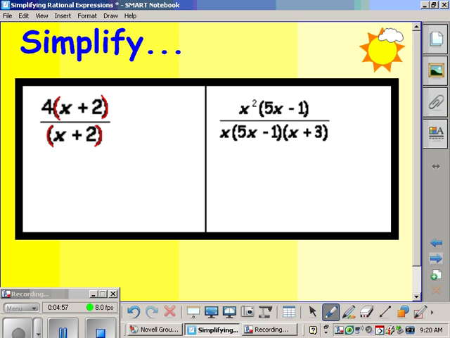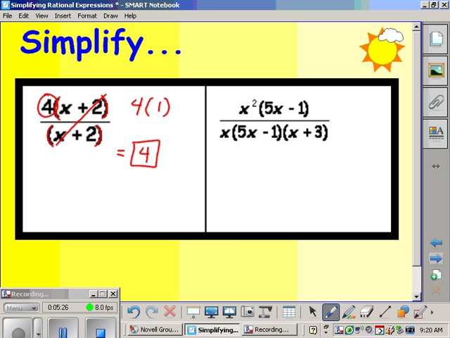Now, because they're both binomials and they are identical, remember the rule. Anything divided by itself equals 1. So they can actually cancel out because there's a 4 here. If there was no 4, I would just write an answer of 1. But because there is, it's the same thing as saying, okay, I'm going to multiply 4 times 1. So my final answer is simply 4. So this rational expression simplifies to 4.